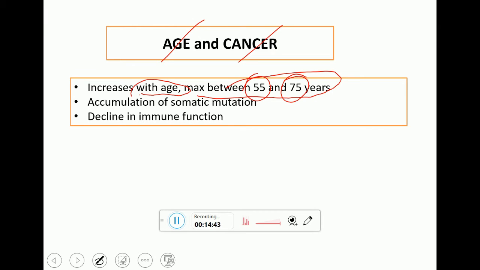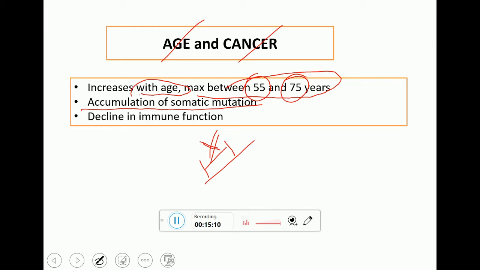Another relation is accumulation of somatic mutation. Now, the process of cancer is basically related to the mutation of a particular gene or a particular allele. Try to understand this. If a particular mutation is happening at, suppose, location X, then overnight this mutation will not cause cancer in that particular individual.